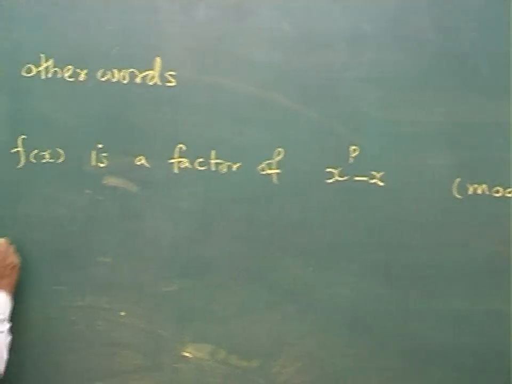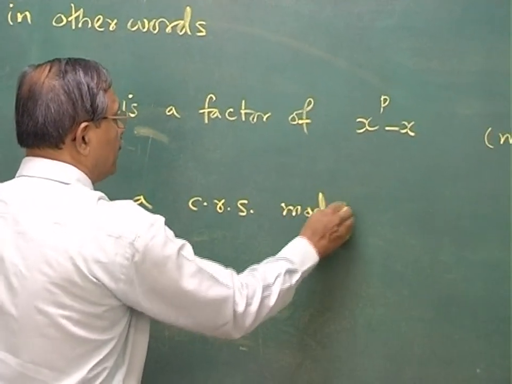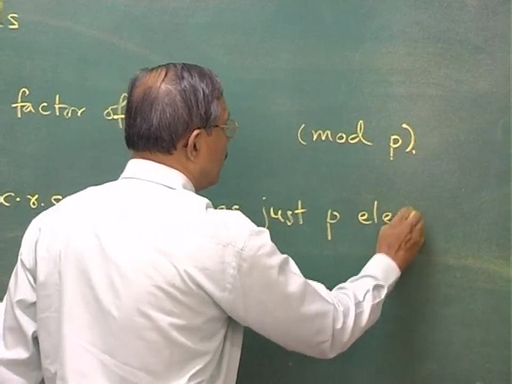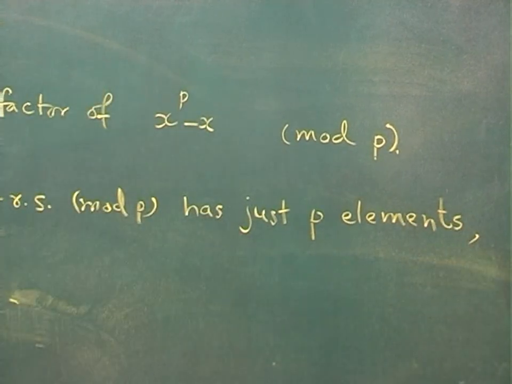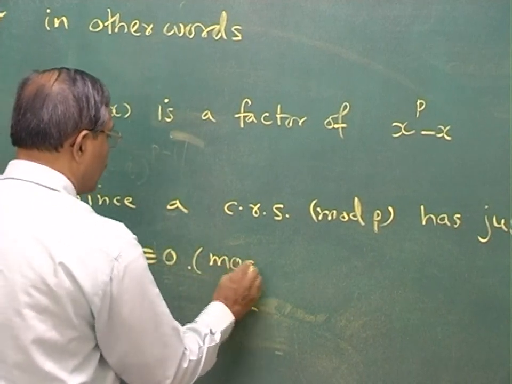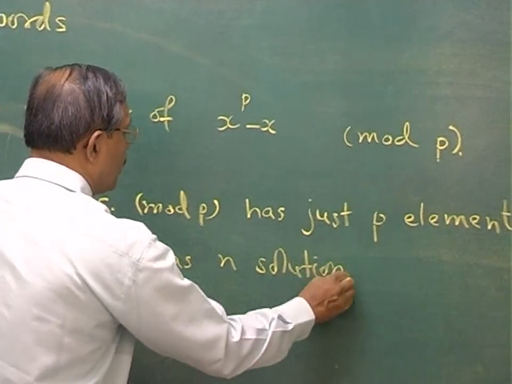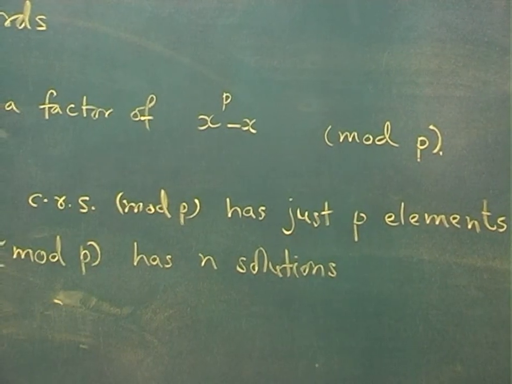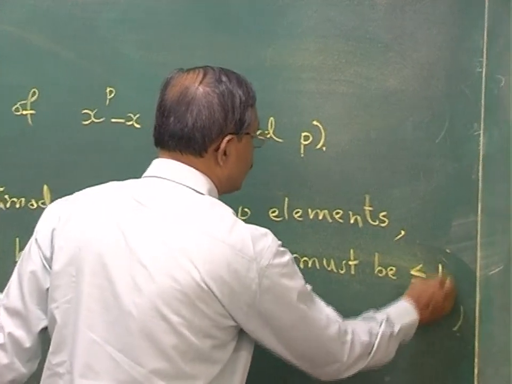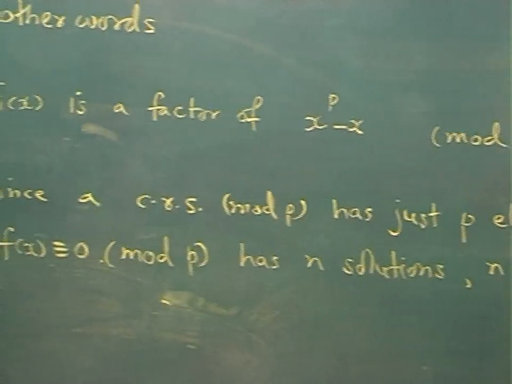Since a complete residue system mod P has just P elements, if f(x) congruent to 0 mod P has n solutions, that means there are n incongruent elements, so n must be less than or equal to P. So the degree of the polynomial is less than or equal to P.